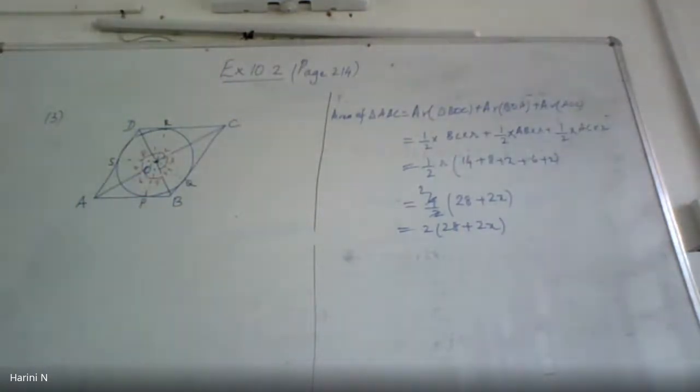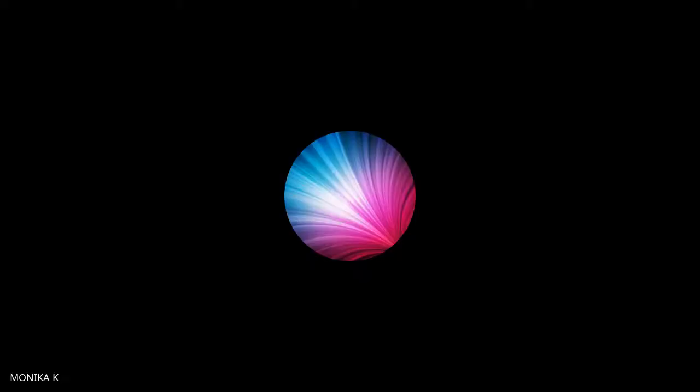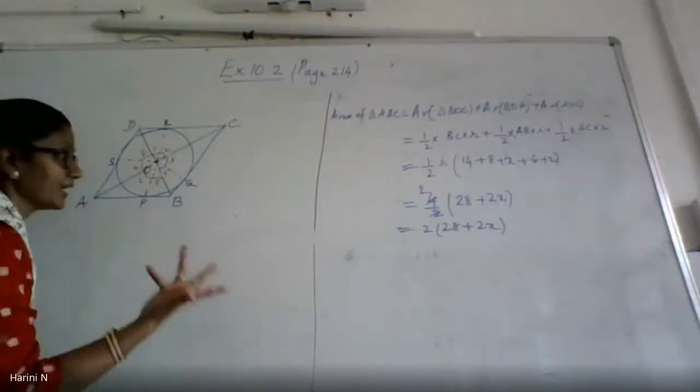Alright. Now what can I tell about these angles 1 and 2? Please look at it carefully with respect to theorem 3. Can I say angle 1 is equal to angle 2? 3 is equal to 4. 5 is equal to 6. 7 is equal to 8. Why?